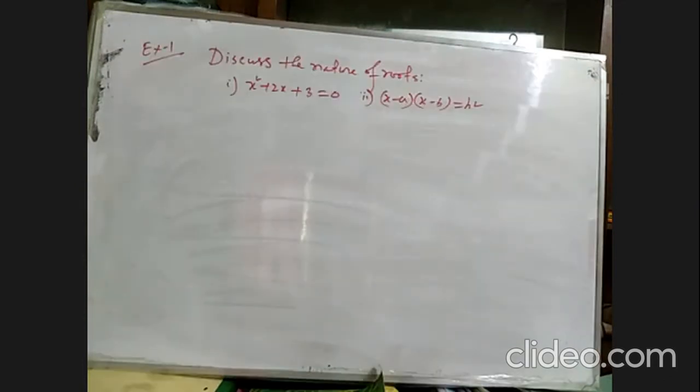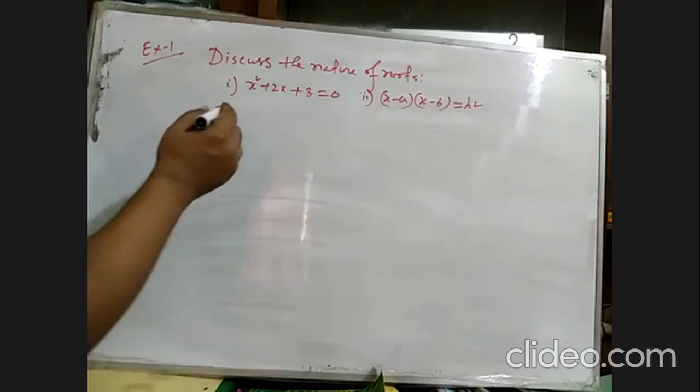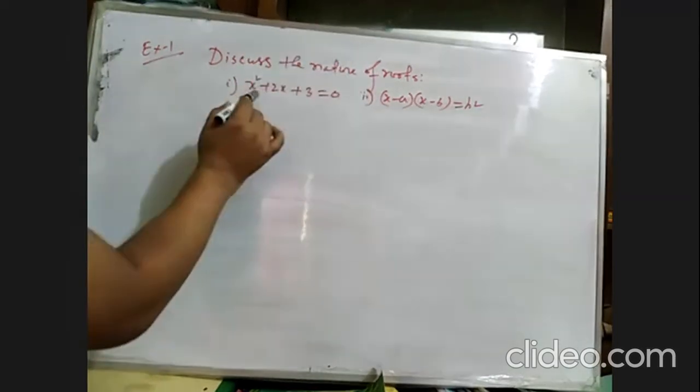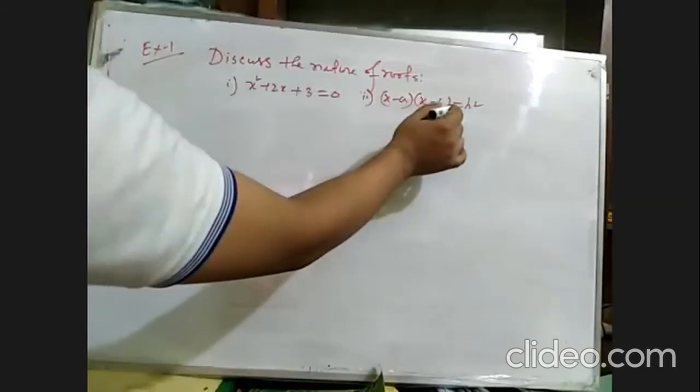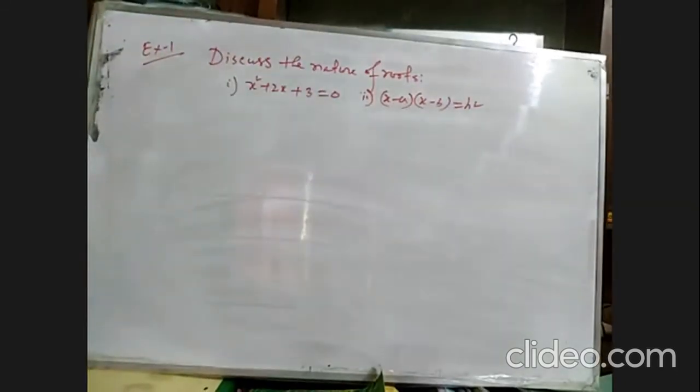Now we will discuss the nature of roots with examples. The first is x square plus twice x plus 3 equals to 0. Another one is x minus a, x minus b equals to a square. We will try to test the nature of the roots.